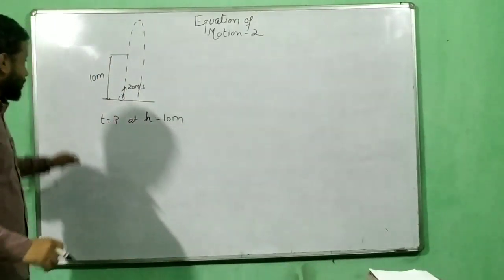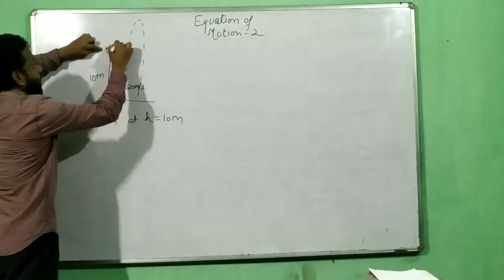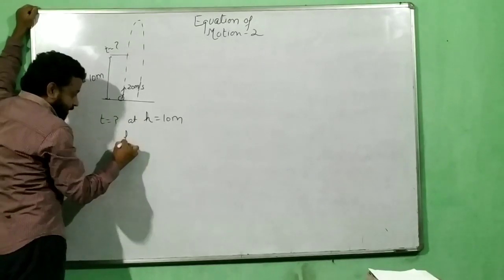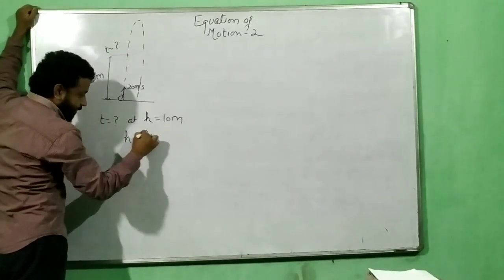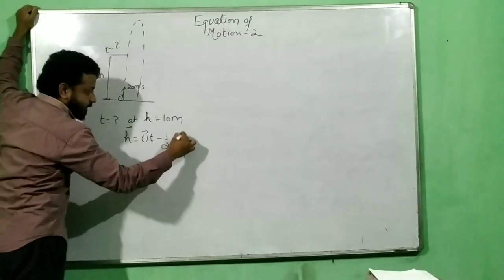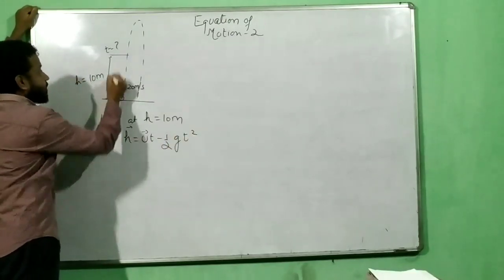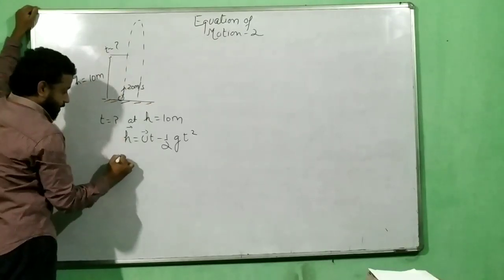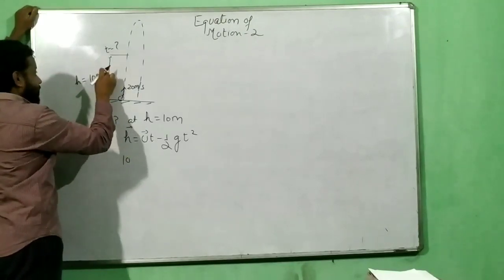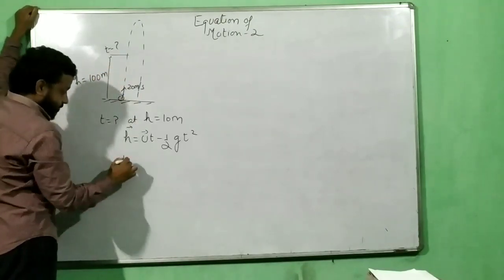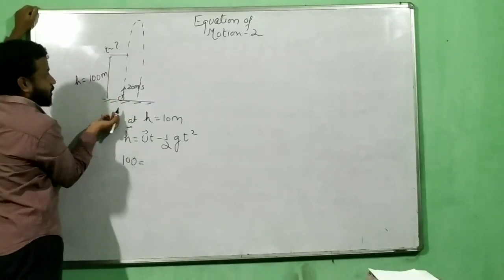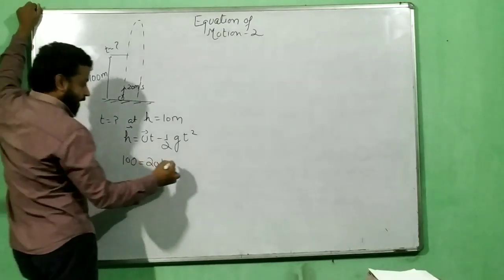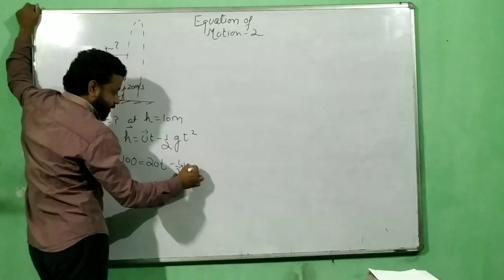At what time is it going to attain a height of 100 meters? If I use this equation, h equals ut minus half g t square, I will put h as upward, since it has gone up from the starting point on the ground. So I will write 100 meter equals u, the initial velocity thrown up, which is 20 into t, minus half into 10 into t square.